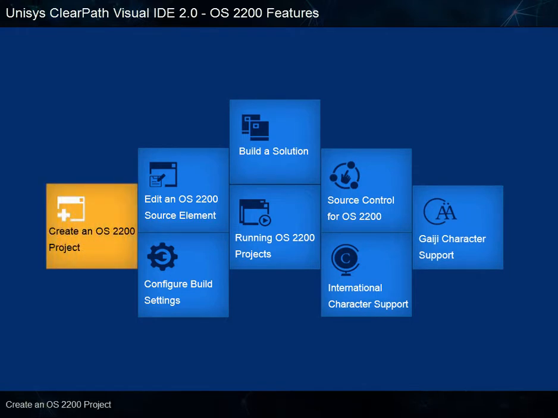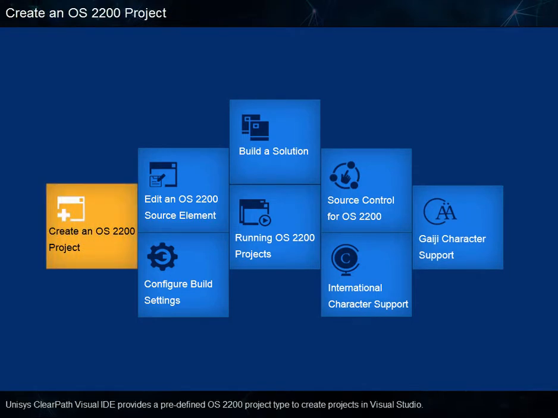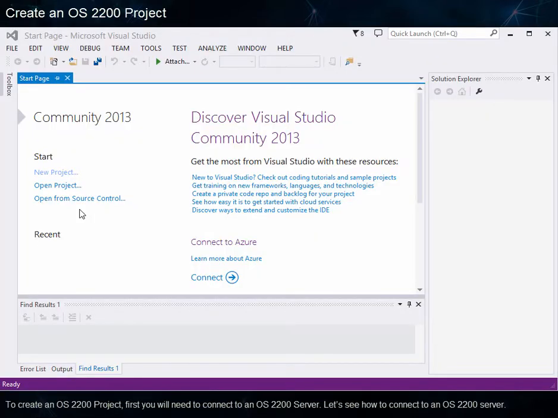Create an OS 2200 project. Unisys ClearPath Visual IDE provides a predefined OS 2200 project type to create projects in Visual Studio. To create an OS 2200 project, first you will need to connect to an OS 2200 server. Let's see how to connect to an OS 2200 server.